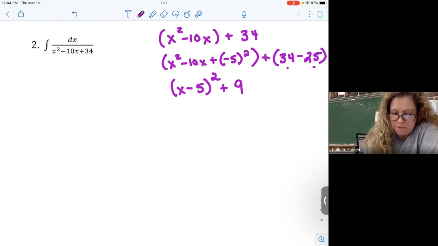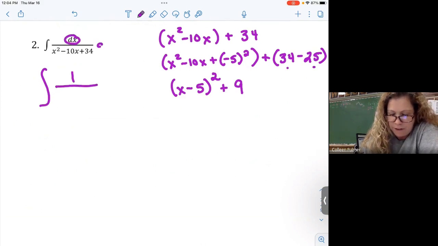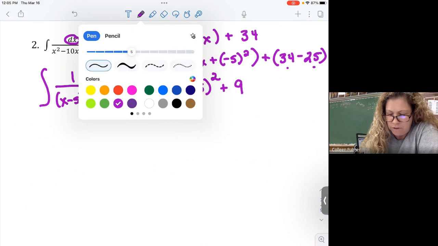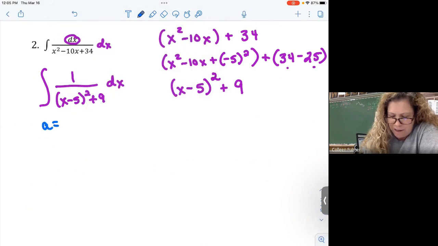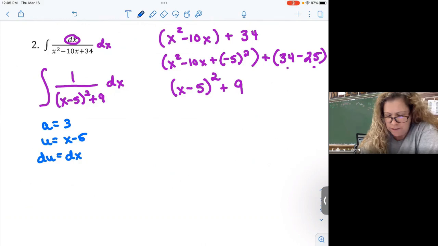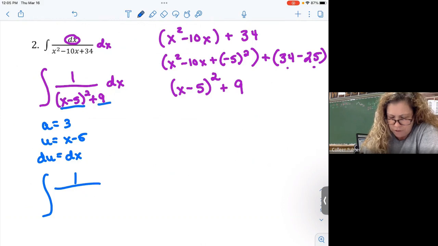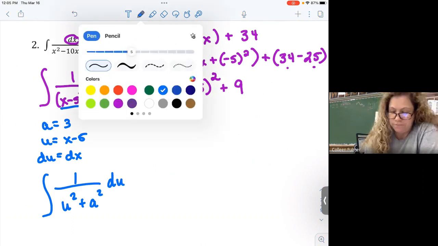That's by design. So I can rewrite this integral as 1 over, and remember I told you about the dx, you can either have it on the top or on the side. Don't let that trip you up. So 1 over x minus 5 squared plus 9 dx. And I'm going to use my u substitution. My a is 3, my u is x minus 5, and my du is just dx. So this is the integral of 1 over u squared plus a squared, which again, conveniently, is my inverse tangent.